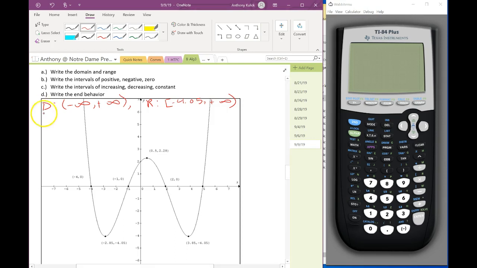Okay. Next up, let's do the positive, negative, zero part. So the positive part of the graph, from there to there, there to there, and there to there. And the negative parts of the graph are right there and right there. Does everybody agree with that?